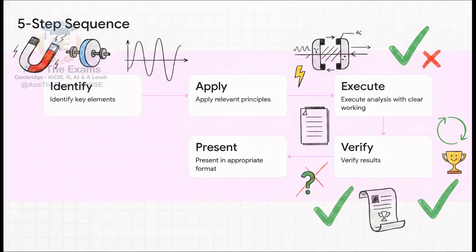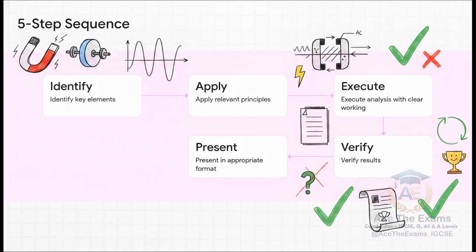Let's do a live rewrite right now mentally, okay? Let's look back at Alex's messy, overwhelming answer from earlier. Step 1, identify key elements. We look at the prompt and identify that we are dealing with an AC generator, slip rings, and an alternating graph. Step 2, apply relevant principles. We pull Faraday's law of electromagnetic induction from our memory. Cutting magnetic flux induces an EMF.